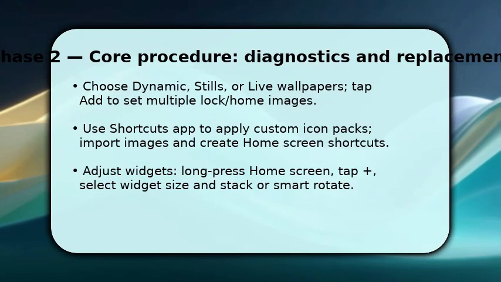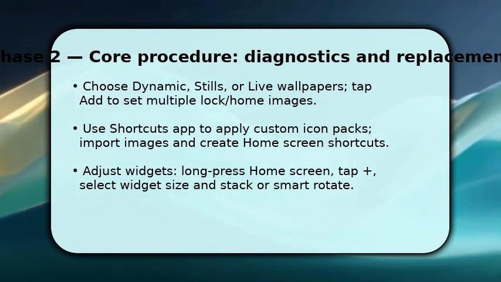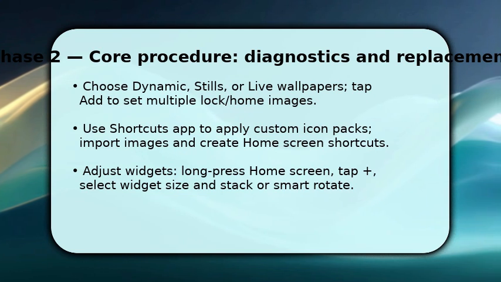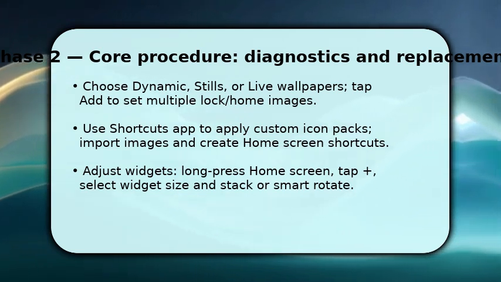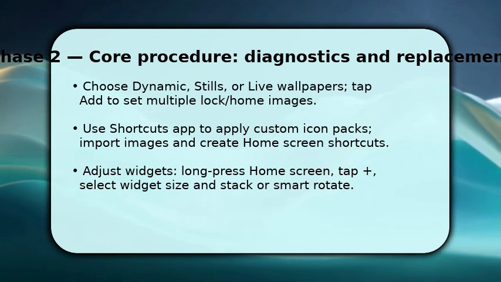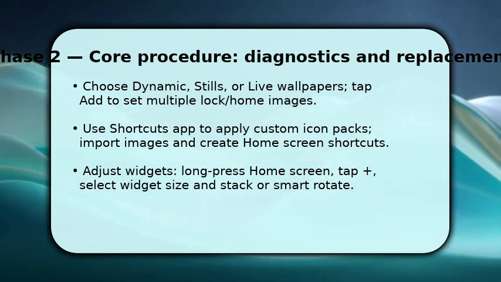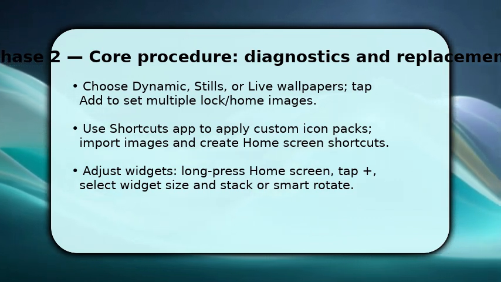You now change the visible theme elements. Pick Wallpaper to select Dynamic, Stills, or Live, choose Add to assign different lock and home images, and set depth or perspective if available. Make custom icons using the Shortcuts app, import images, create a shortcut to open an app, then add to home screen with your new icon. This is why icons change without jailbreaking.